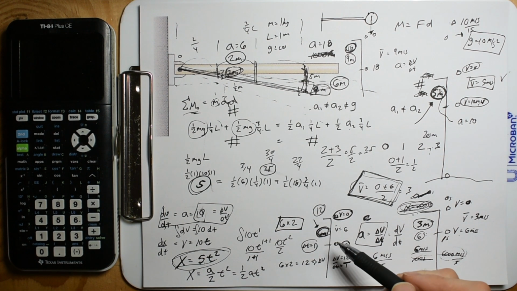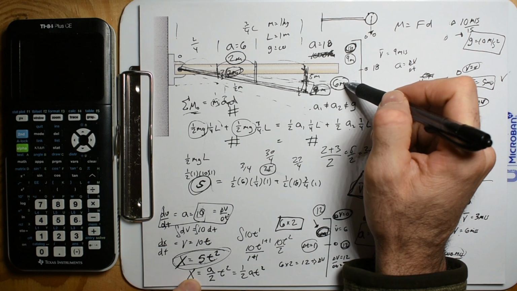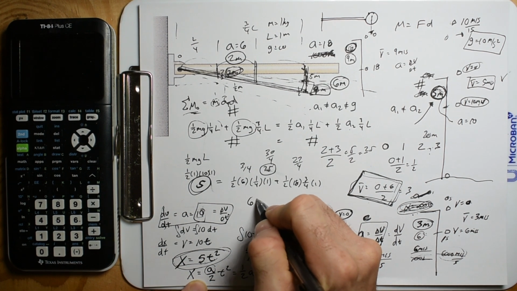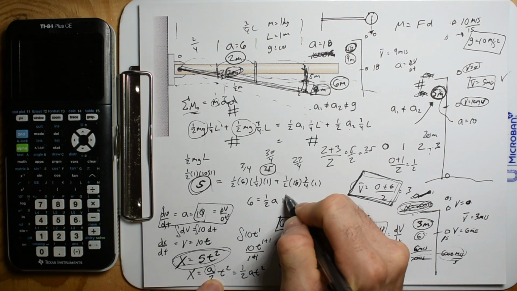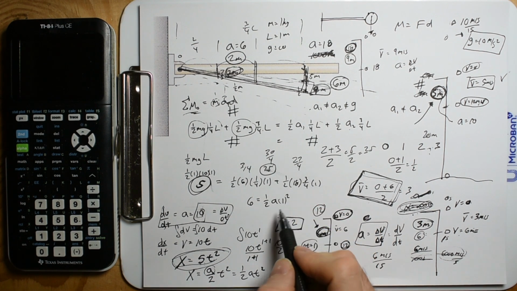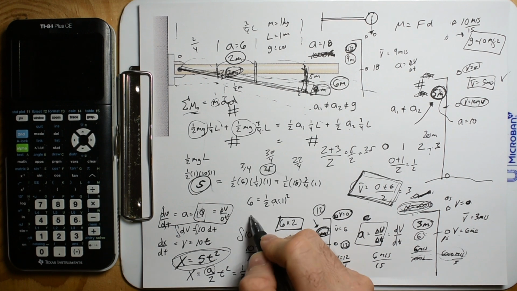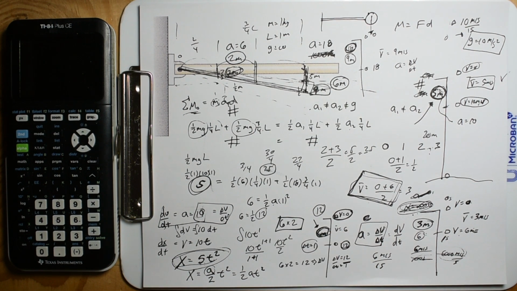So if I say I fall a distance of 6 meters in 1 second, I can solve for what my acceleration is. So I would say 6 meters is equal to 1/2 acceleration times 1 squared. So I can see that my acceleration has to be double. So we have 6 is equal to 1/2 times 12. And that'll give me the acceleration of 12.